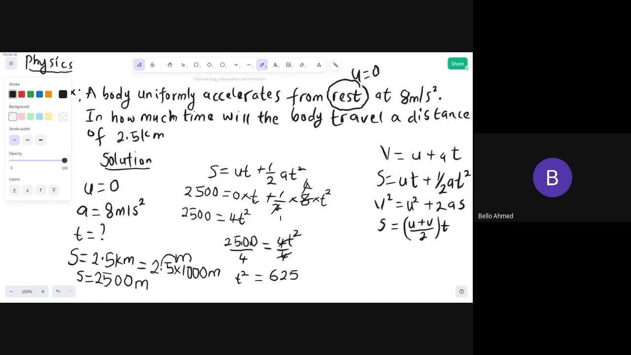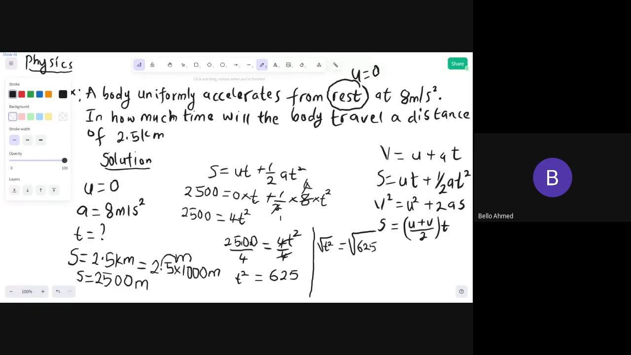Now remember, we are looking for t, not t squared. So how do we cancel the squared? Well, it's by bringing in the square root. We know the square root is going to cancel the square. So I'm going to say take the square root of both sides. The square root of t squared is equal to the square root of 625.